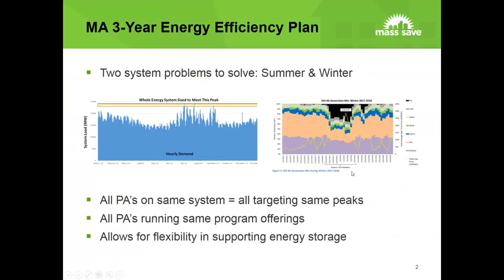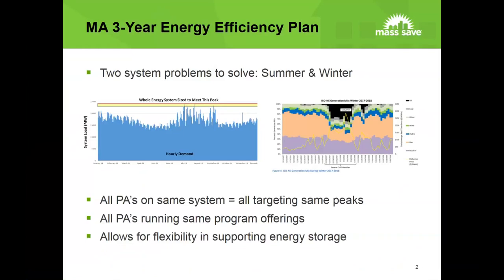The big update between the presentation that Paul and I gave this group last year and today is that over the course of this past year, we've had a new energy efficiency plan approved by the state, and we run our energy efficiency programs in these 3-year cycles. Before, Paul and I were talking about what we were calling demonstration projects, and now we're running full-blown programs.